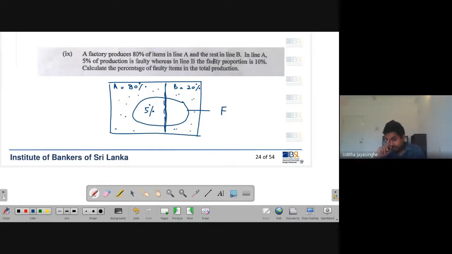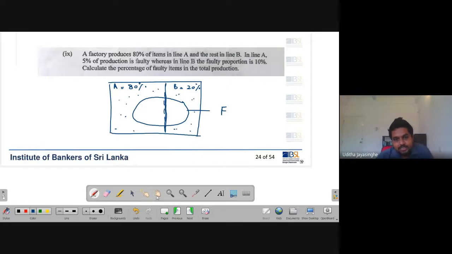In line A, 5% of the items are faulty, whereas in line B, the faulty proportion is 10%. Now this is where I have to be a bit careful. If I write 5%, it's not going to be a good representation. Why? This 5 is going to be out of whatever is coming into this particular area. So let me keep the numbers straight. What is being asked here? Calculate the percentage of faulty items in the total production.